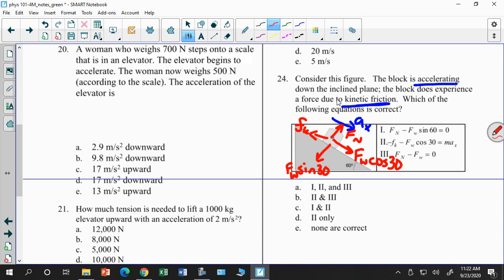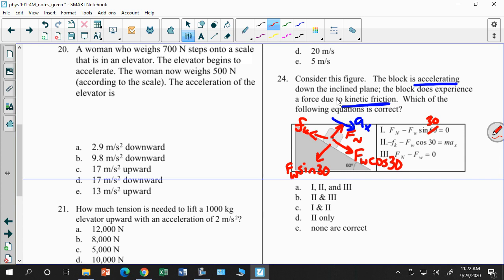Well, now let's look at these 3 options. So first one, Fn minus Fw sine of 60 is equal to 0. That one's not correct. The way that I can make it correct is to make this 30, and then that would be correct. But as it is, it's not correct. Next, minus Fk minus Fw cosine 30 equals max.